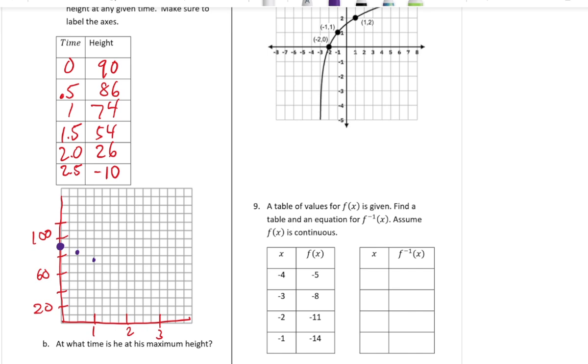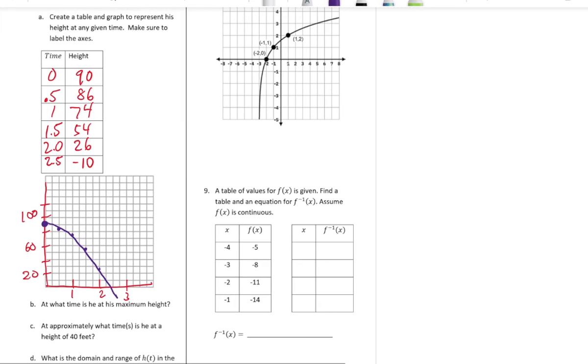1.5, he's at 54. So maybe right about here. 2.0, he's at 26 feet. So maybe about here. And then somewhere in between there and the next one, he got down to -10. So maybe that's his splash down into the water. It is continuous. We can connect these together. There he goes.